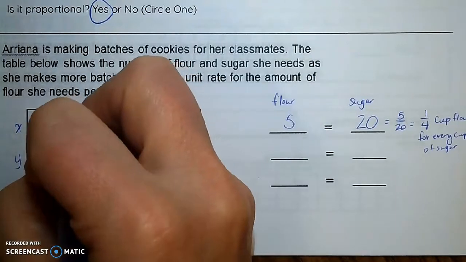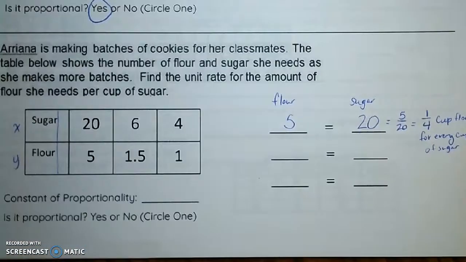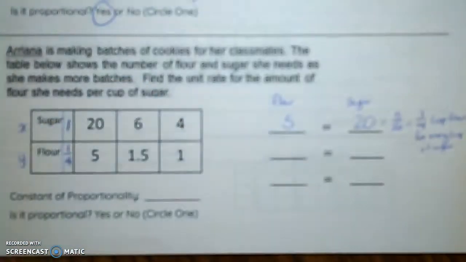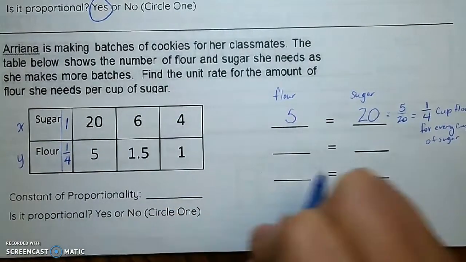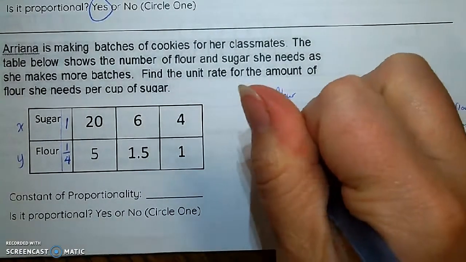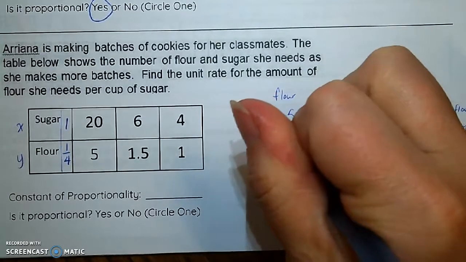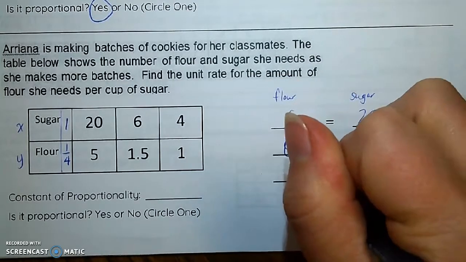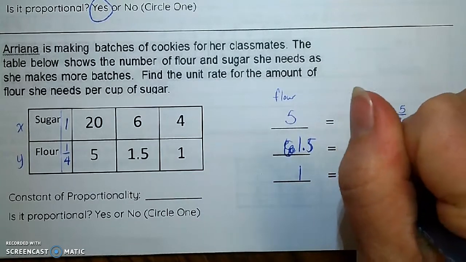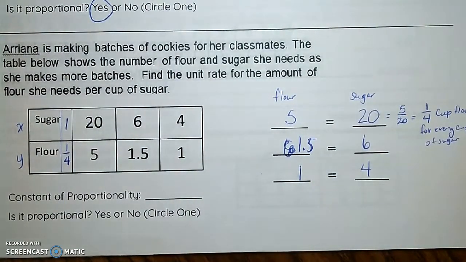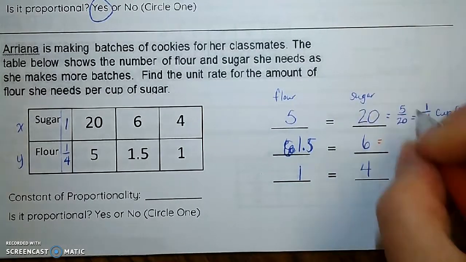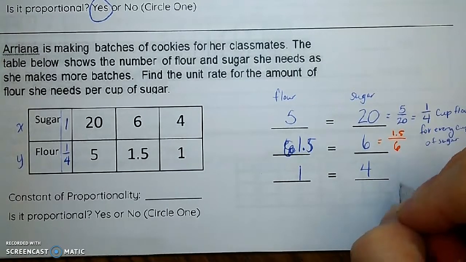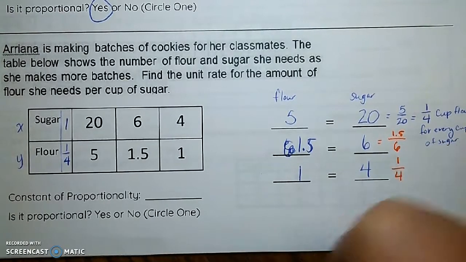So that means that if I had one more box here, when my x is 1, my y, my flour, has to be less than 1. So if this unit rate holds up when we check them all out, that would be the case. So I'm going to be doing 1½ divided by 6, and I'm going to be doing 1 divided by 4.